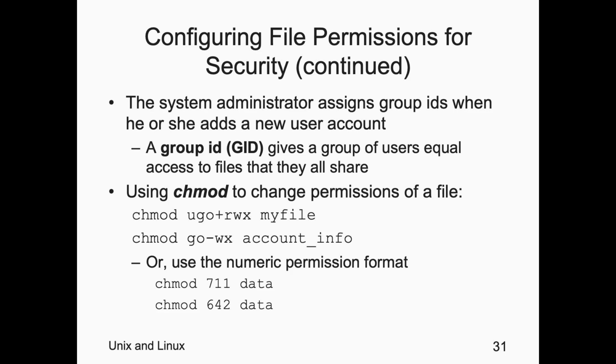So again, we have three sets of permissions for each file: the U, the G, and the O, for user, which is the file's owner, the group, which contains the members of the file's group, and then others, which is everybody else.